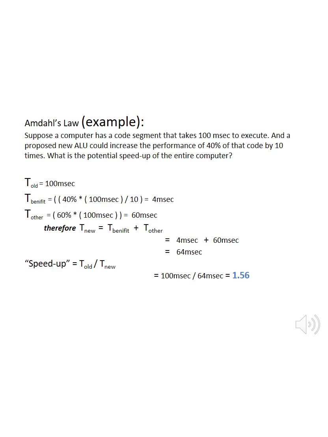And then the part of the code that doesn't get any benefit is 60%, so that's 60 milliseconds, the T other, and therefore you add the two together. The new time is the part that benefits plus the part that doesn't, so that's 4 plus 60 is 64. Then you plug into the speed up, your original time divided by this new sped up time, and you get some number greater than 1. So that's that.